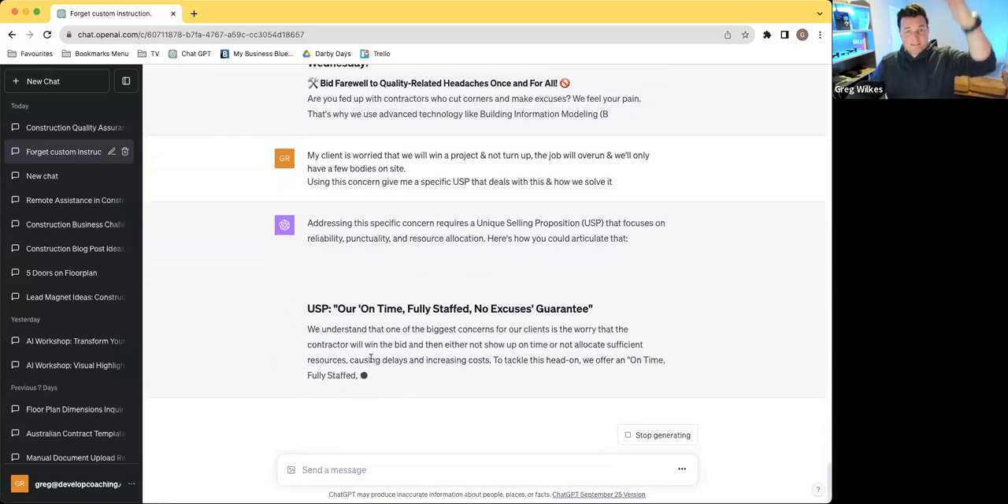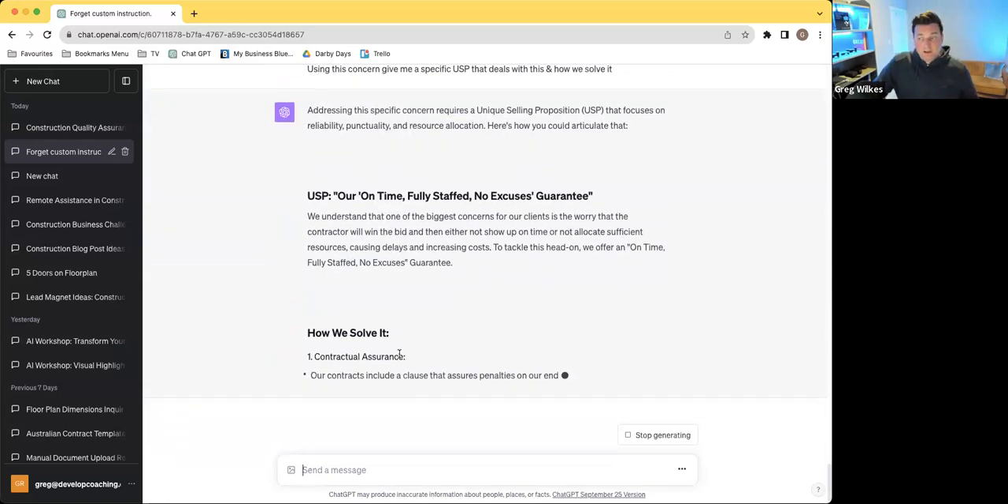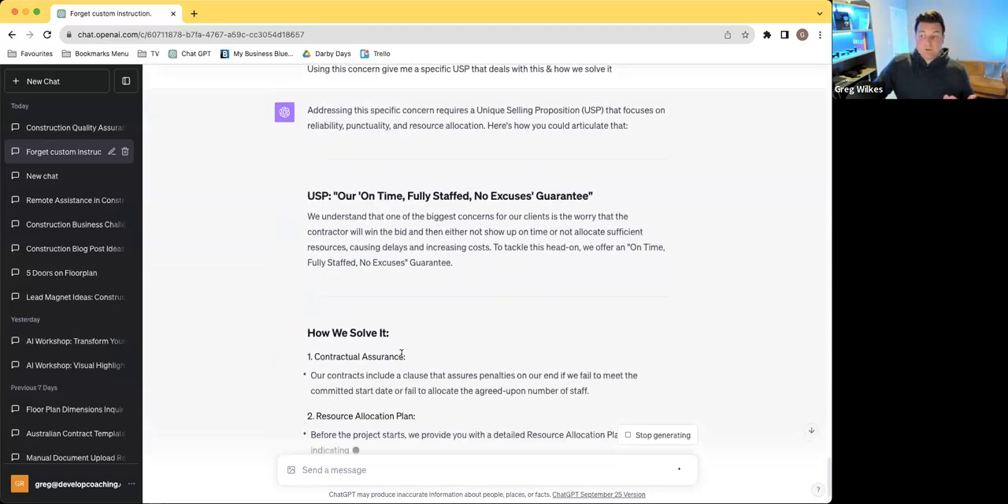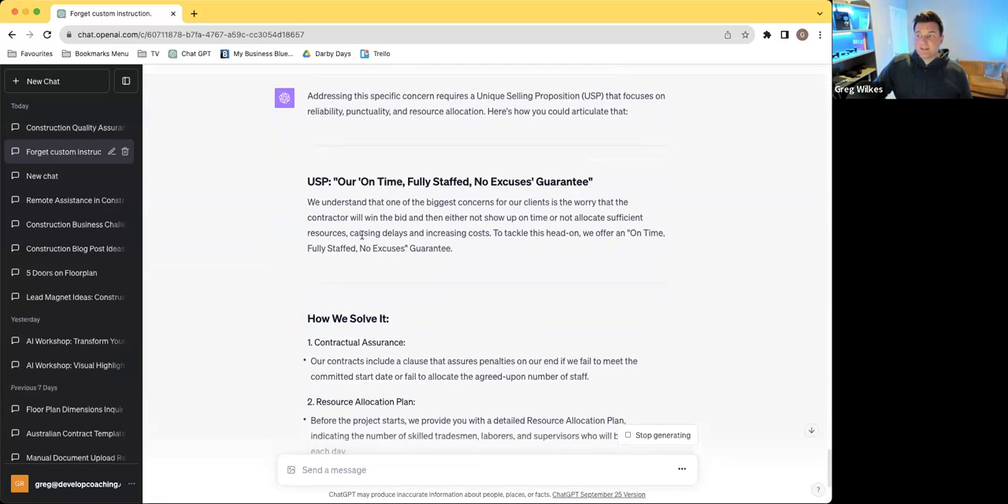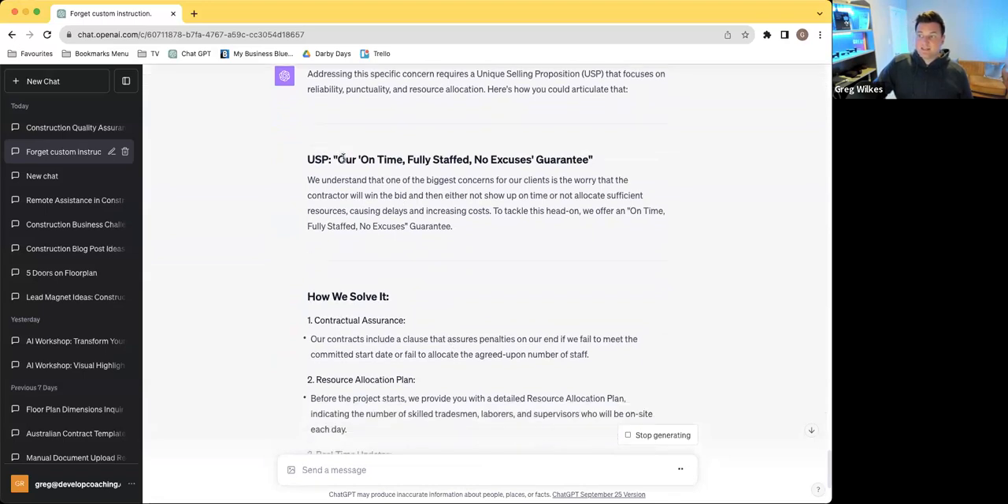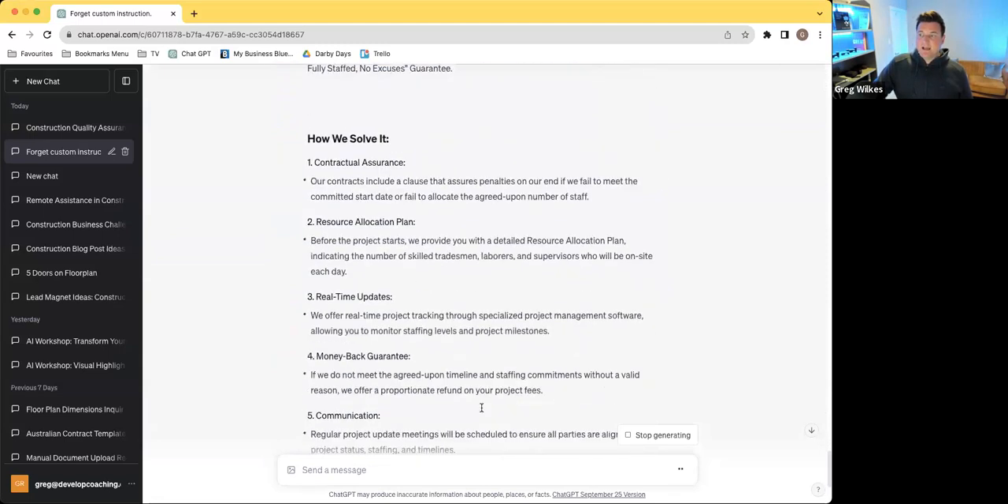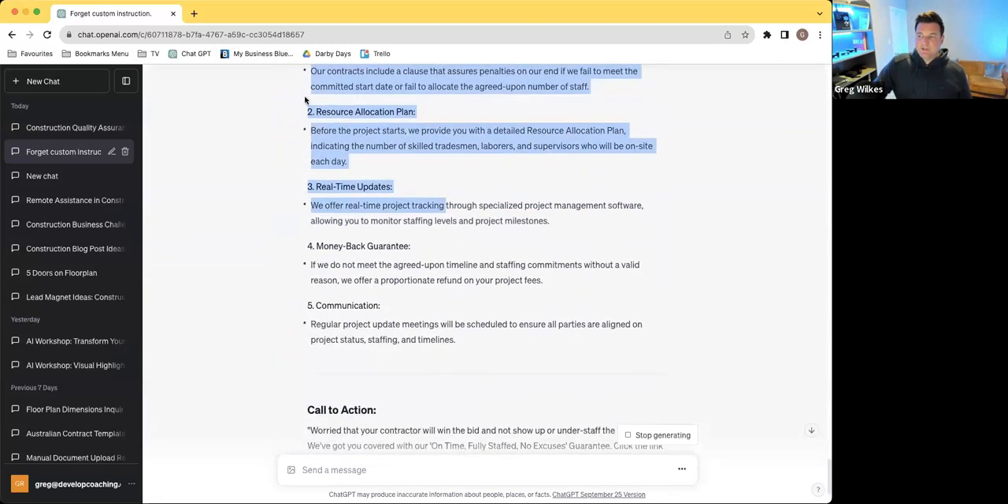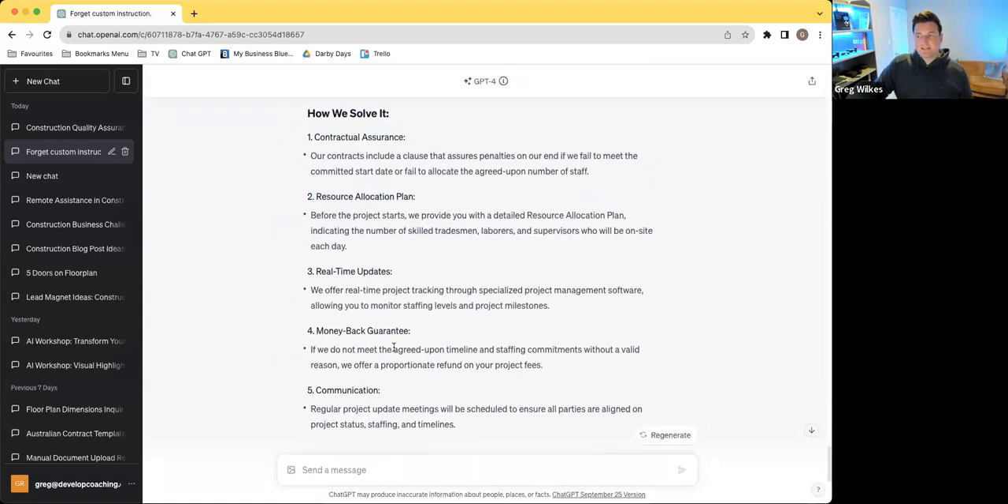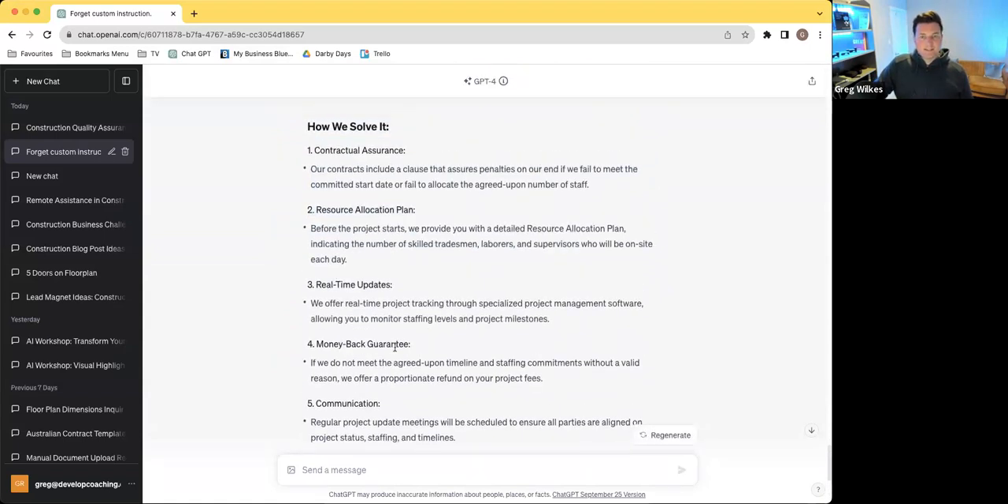So rather than just sending an estimate to someone, maybe on the cover letter that you send over, you say, we know that your number one concern was you wanted to make sure there were bodies on site. Well, this is how we deal with it. Here's how we solve it. And our USP is our on-time, fully staffed, no excuses guarantee. And then you show them exactly how you solve it. And you can delete some of these or use some of these if you need to.